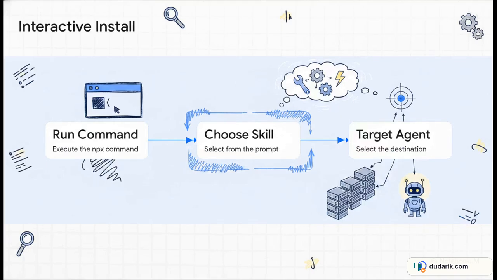The workflow itself is entirely interactive. You run the npx command, you choose a skill from the prompt, and then you select the agent installation destination. There is absolutely no need to manually clone repositories, dig through folders, or copy files by hand. The CLI handles the discovery and targeting seamlessly for you.